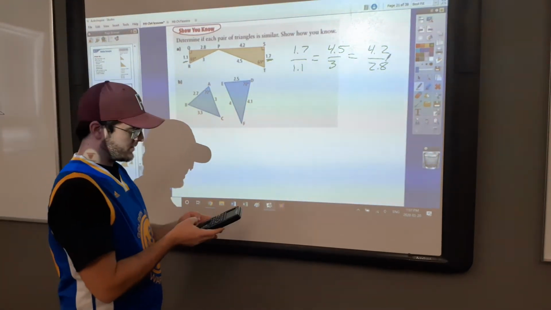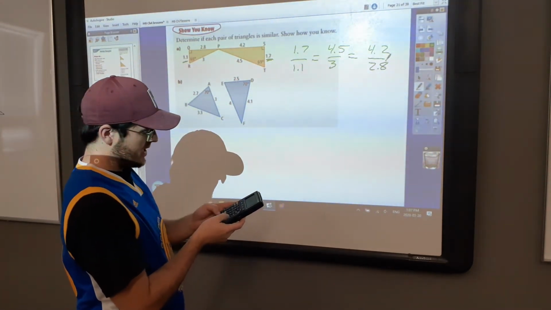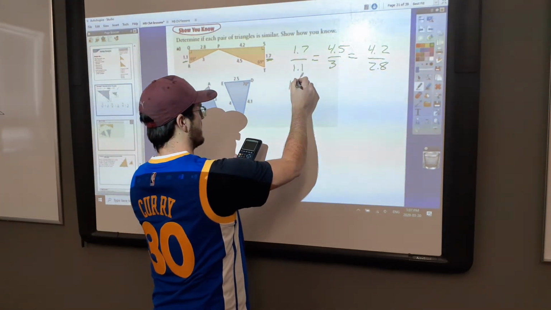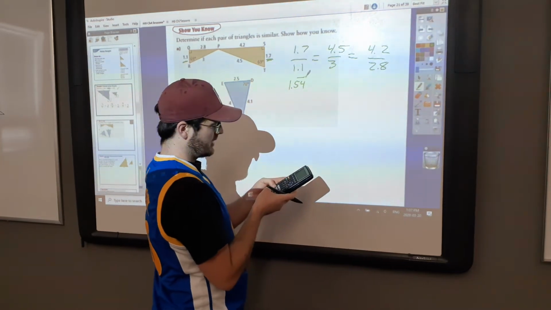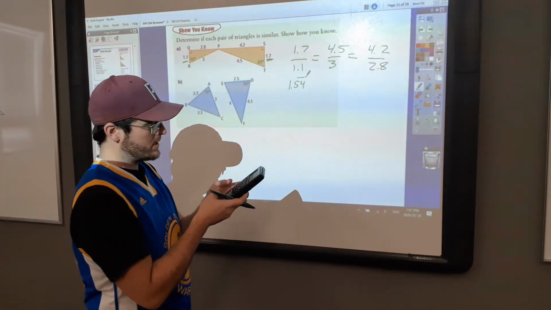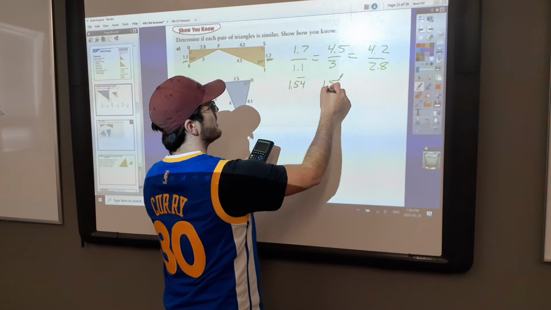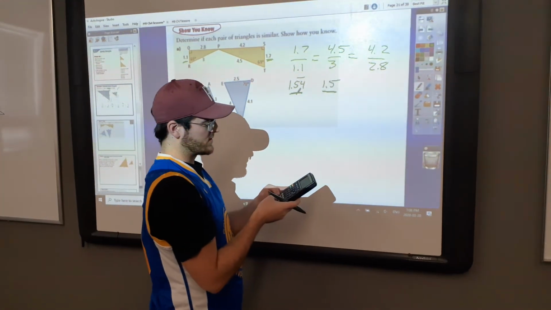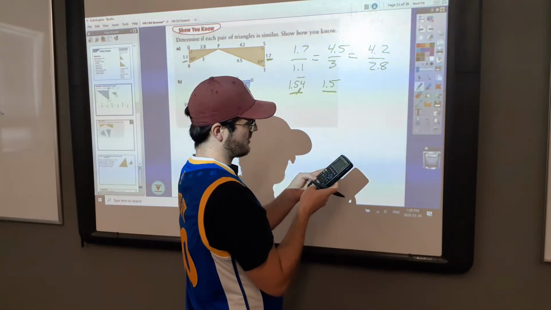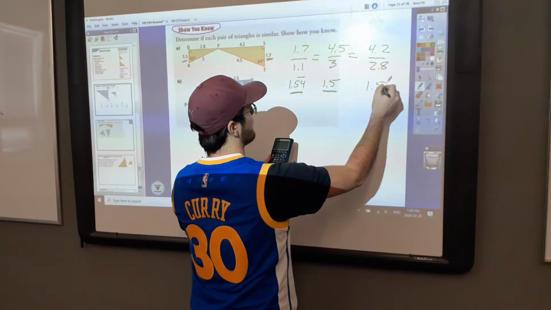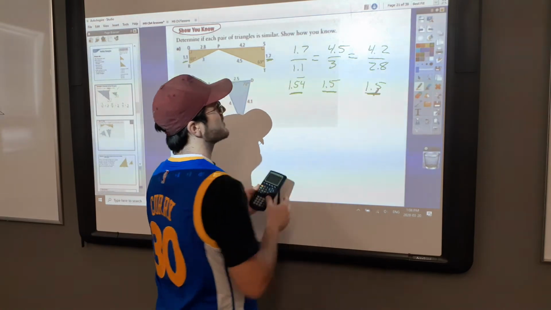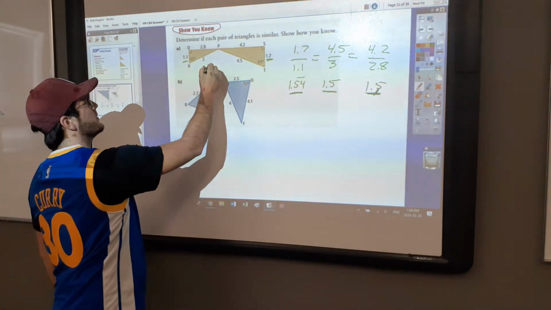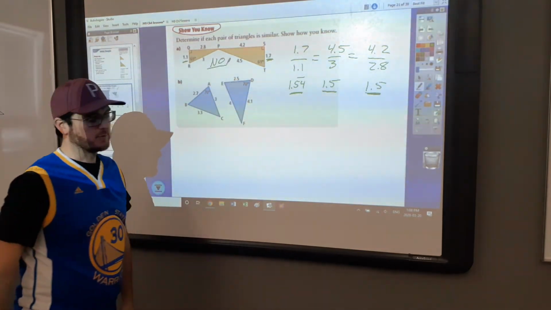So let's calculate this for a minute. 1.7 divided by 1.1 gives you 1.54, and it looks like that's going to keep repeating. If I do 4.5 divided by 3, it gives me 1.5. It's very close, but these are not exactly the same. So I already know that it's not similar. I can check that last one as well if I want. This one's also 1.5. So these two sides correspond, but this last one is slightly different. So no, this one is not similar.